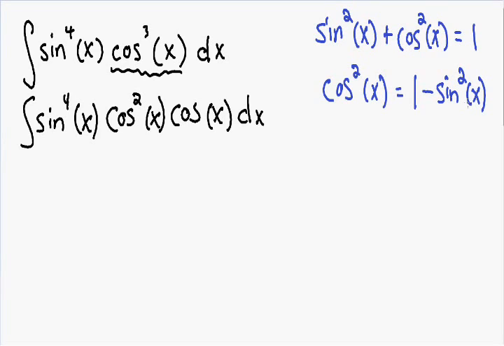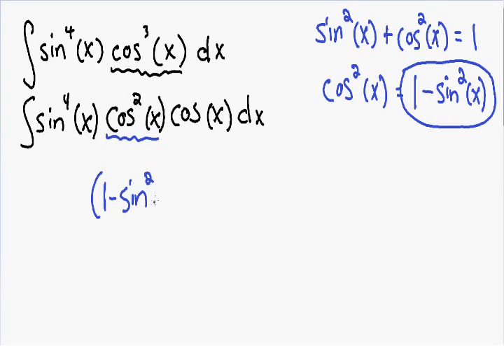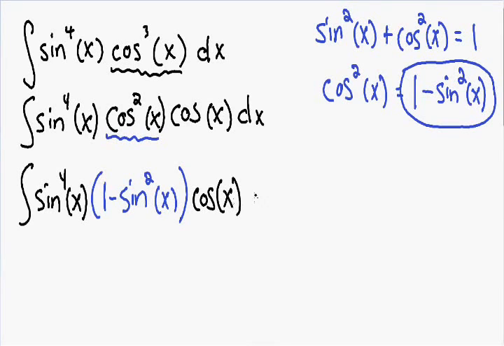So notice how we have a cosine squared of x in our integral. And we know that the cosine squared of x is equal to 1 minus the sine squared of x. So I'm going to replace this cosine squared of x with 1 minus the sine squared of x. And the rest of our integral stays the same. We have our sine to the 4th of x, and we still have our cosine of x on the right, and our dx. And now this becomes an example where we can use u substitution.